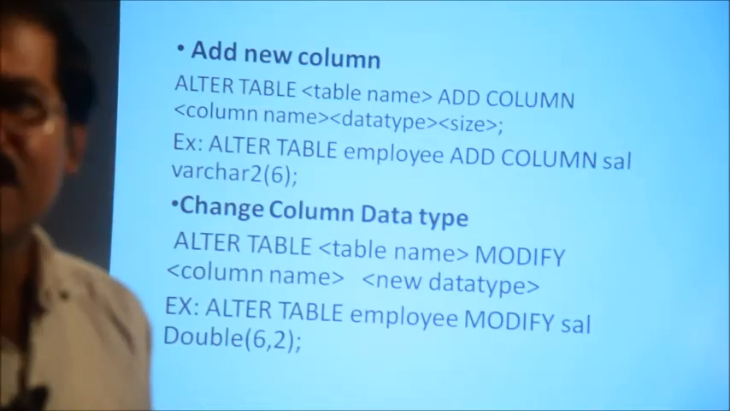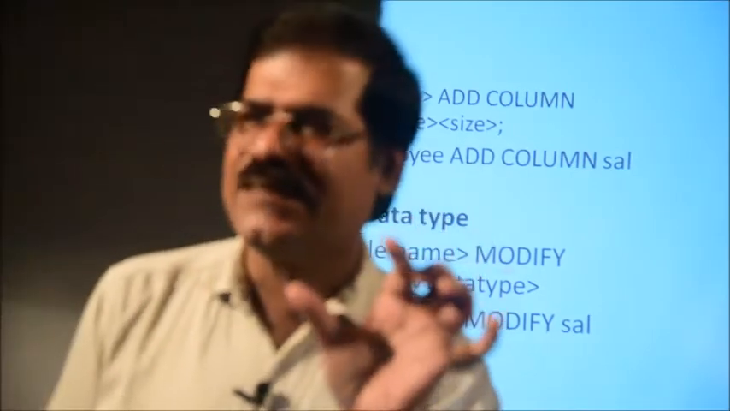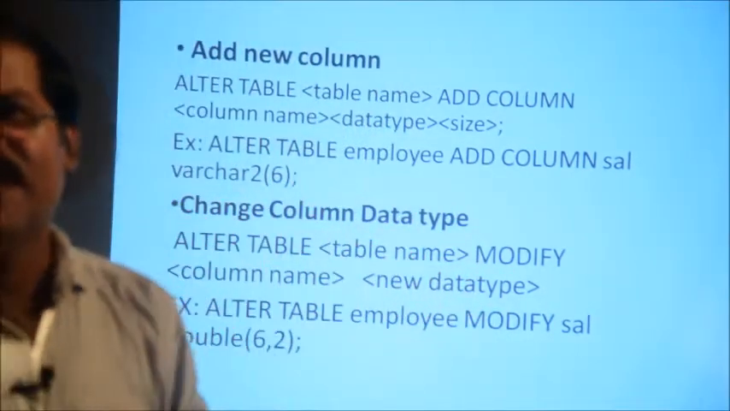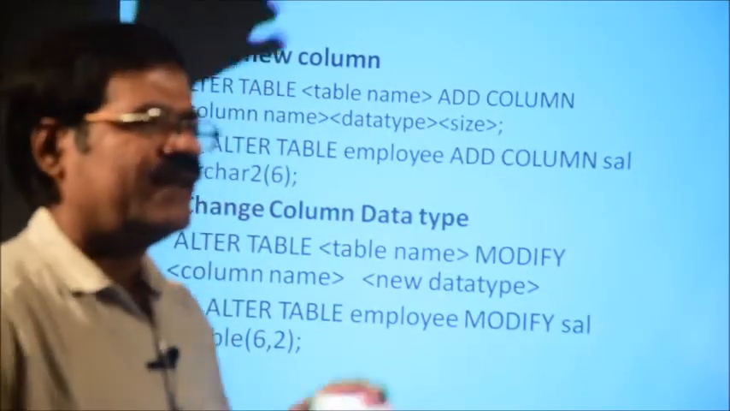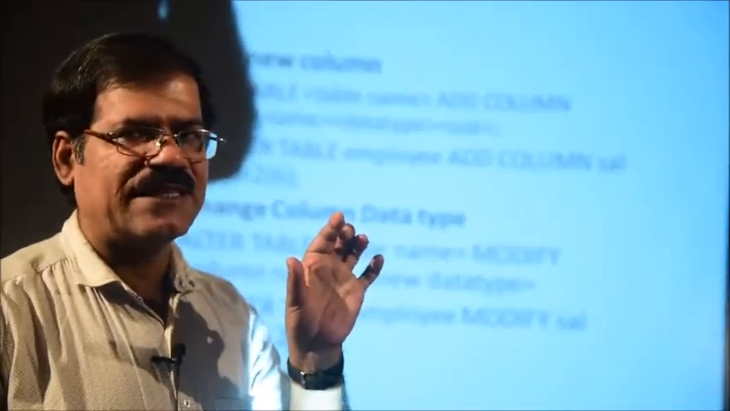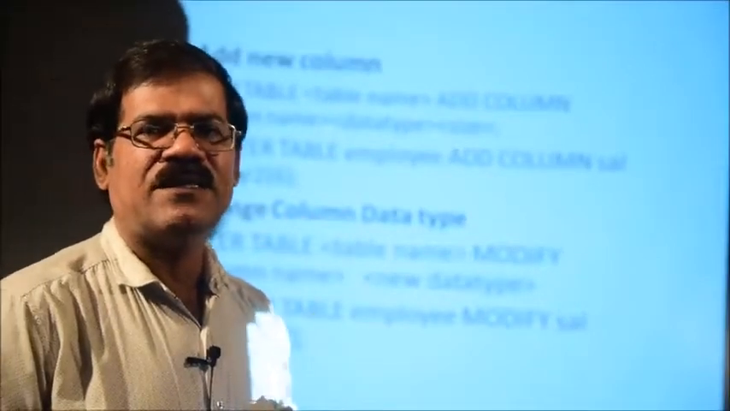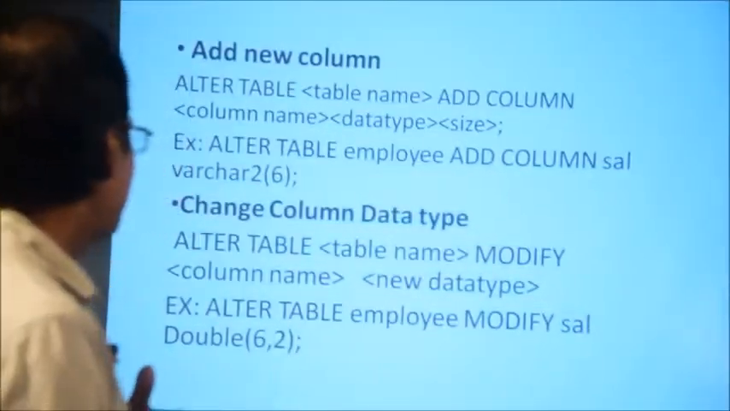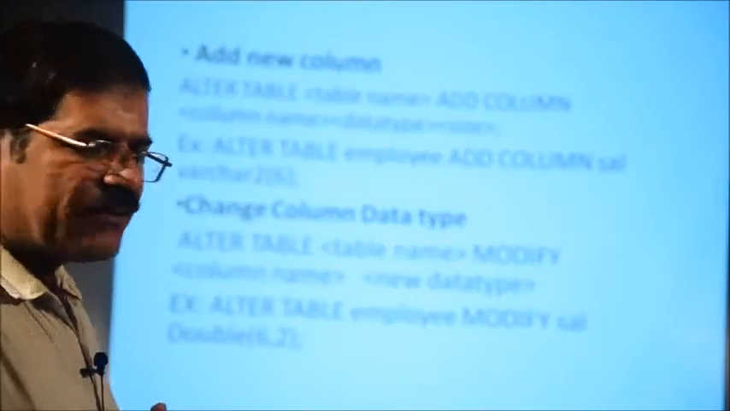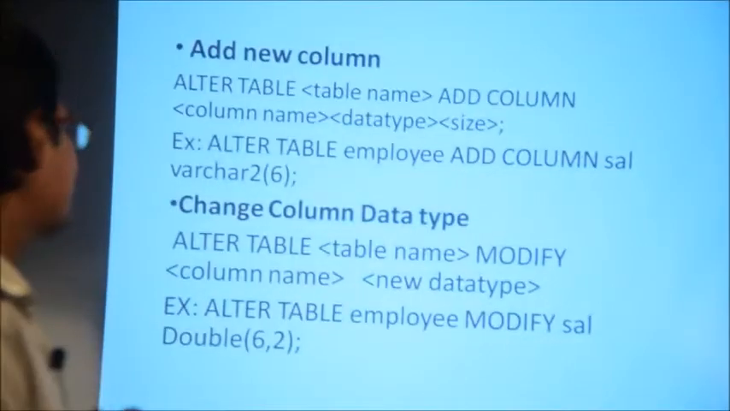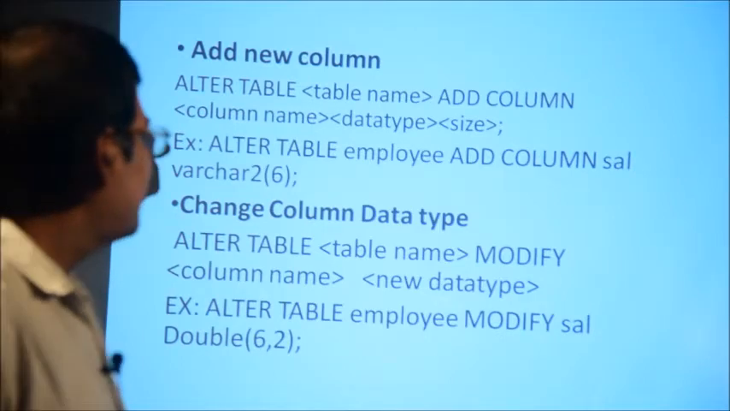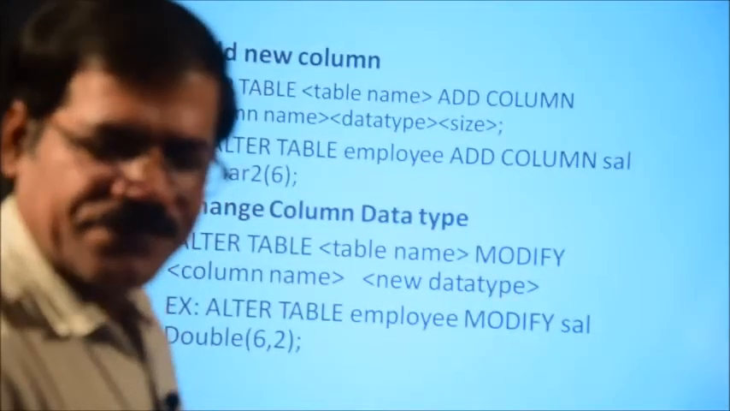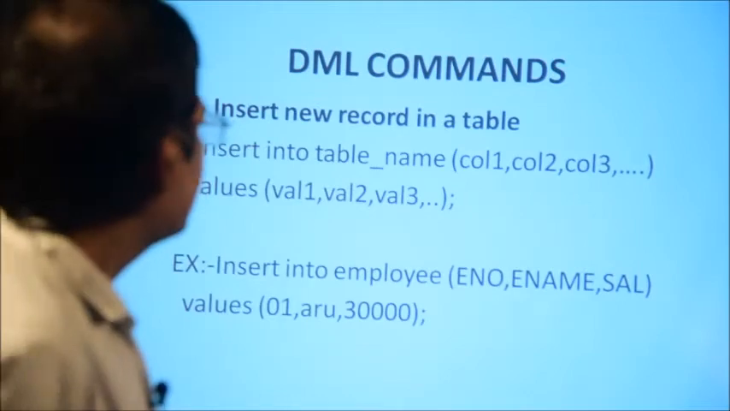6,2 means the total length of the number is 6 and after the decimal point there are 2 digits. So whatever salary value you take, the maximum length of the number is 6 and there must be 2 digits after the decimal point. So that is add a new column and change column data type.